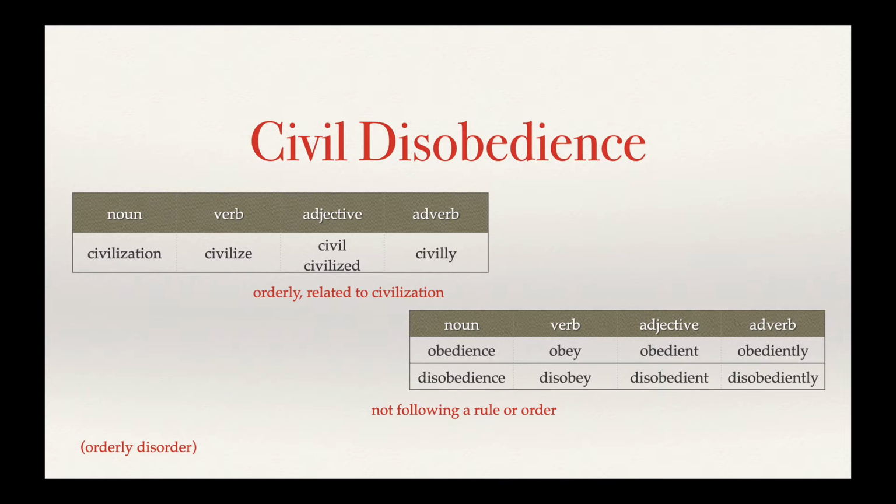Next, we have the word disobedience. If you break down the word disobedience, we take off the dis and we have obedience. And obedience is the noun form of obey. So obey means to follow a rule. For example, children should obey their parents, and we should obey the law. And obedience is the noun, following the law. So disobedience means not following the law. Basically, civil disobedience means not following the law in an orderly way. Or we could say orderly disorder.